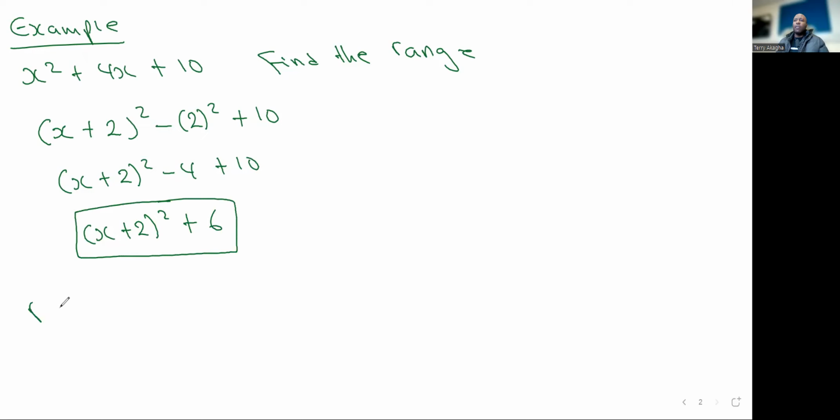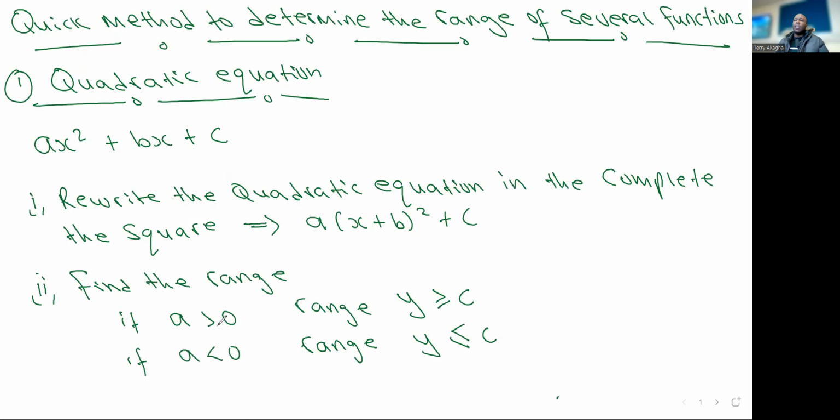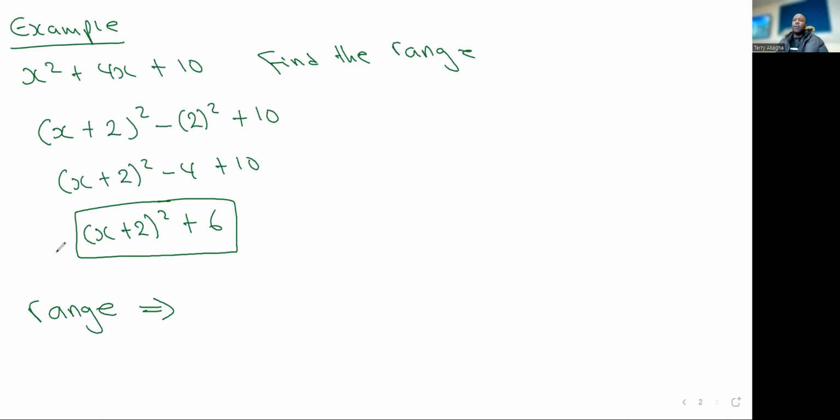But what is the range? How do you find the range? If you go back, if A is greater than 0, it will be y is greater than or equal to c. The A we have here is 1, which is greater than 0, so the range will be y is greater than or equal to 6.